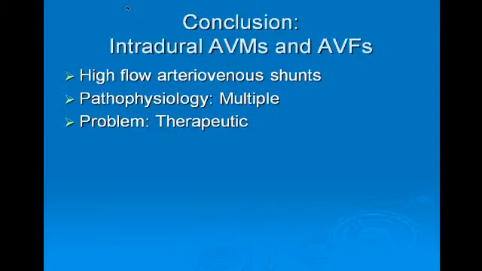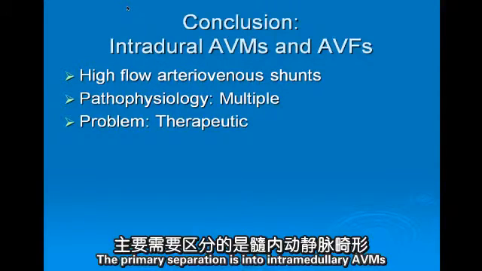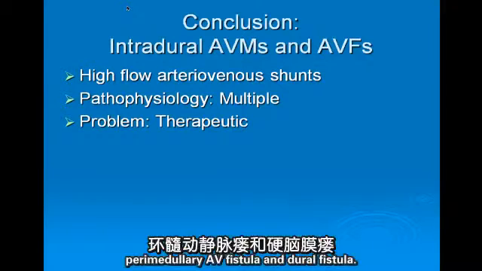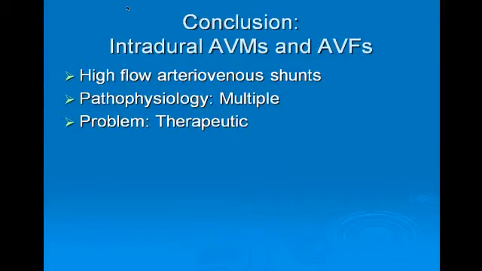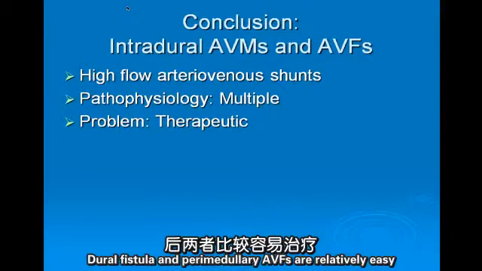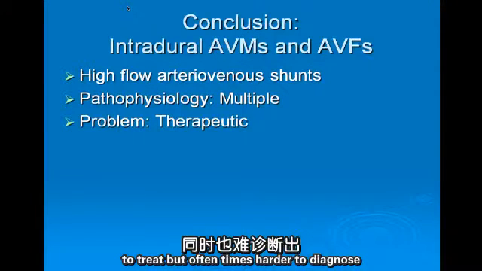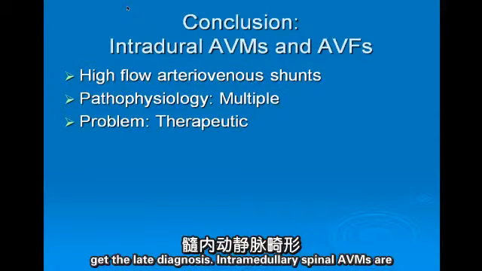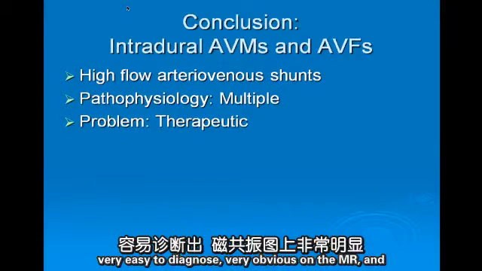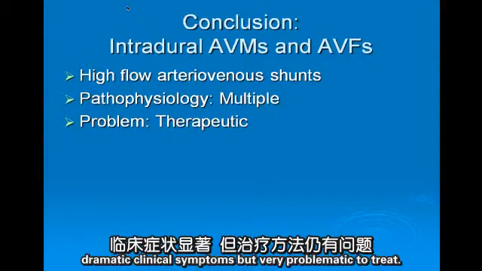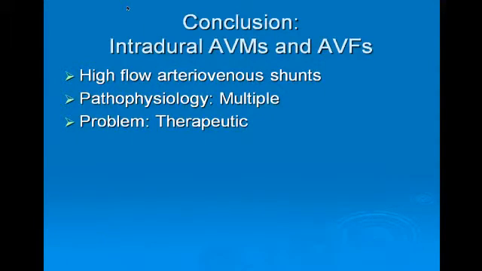The primary separation is into intramedullary AVMs, perimedullary AV fistula, and dural fistula. Dural fistula and perimedullary AVFs are relatively easy to treat, but oftentimes harder to diagnose, with delayed diagnosis. Intramedullary spinal AVMs are typically easy to diagnose, very obvious on the MR, and dramatic clinical symptoms, but very problematic to treat. That's it. Any questions?